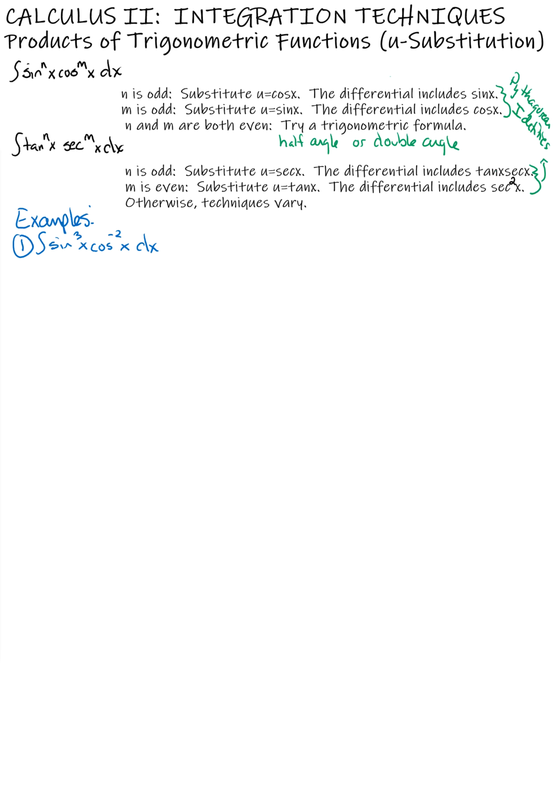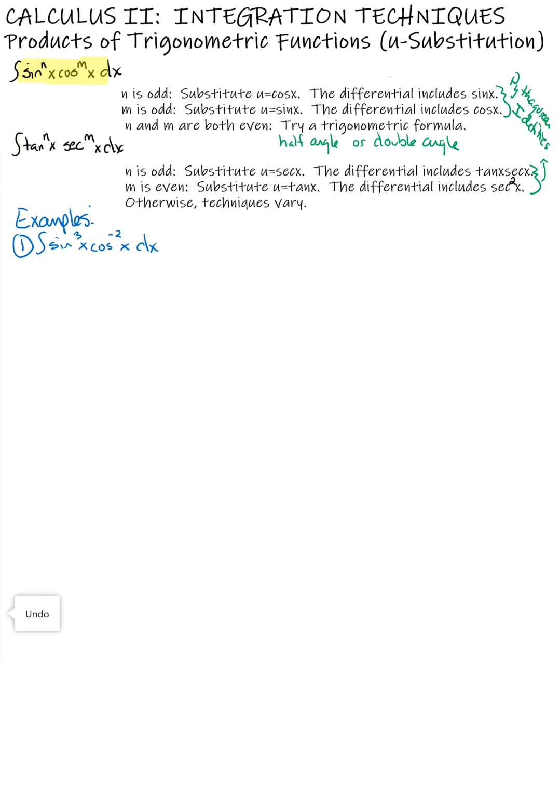Now, when using this technique, we're looking for sine times cosine in the integrand or tangent times secant. If we don't have one of those in the integrand, then we're going to use our trig identities and trig properties to possibly rewrite it into one of these. If that doesn't work, we might just have to use a different technique, but we need to start with one of these.